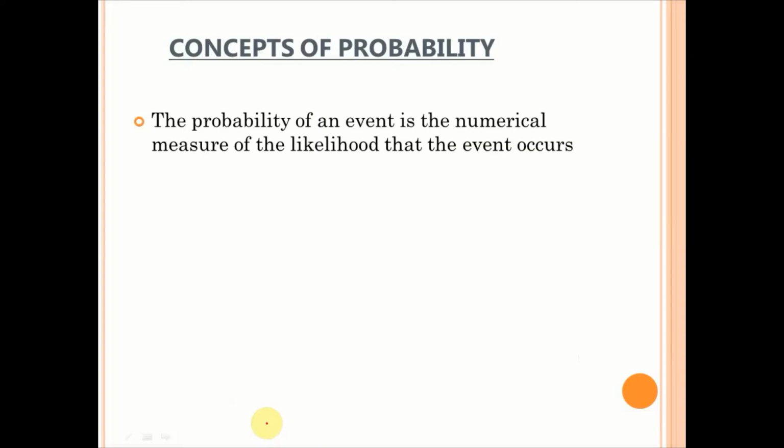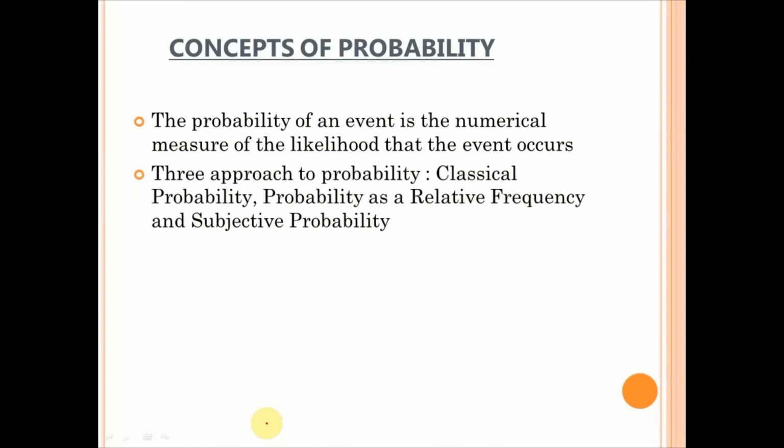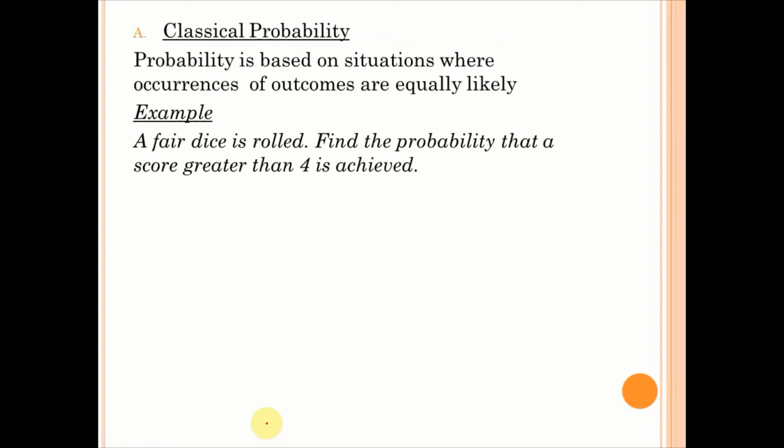So what is probability? The probability of an event is the numerical measure of the likelihood that the event occurs. You actually already know this, but later we will look at probability. There are 3 approaches to probability: classical probability, probability as a relative frequency, and subjective probability. We will just go through them. Classical probability is based on situations where the occurrences of outcomes are equally likely. Most of the time, you'll be doing classical probability.